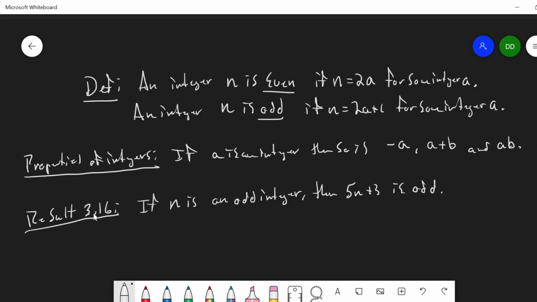Okay, we're going to get to this result, but first we need to discuss this property of integers. It's very obvious, and so we're just going to accept it as fact, just like we accepted that property of real numbers as fact without a proof. You'll just have to trust me that it is really true. This property of integers is that if a is an integer, then so is the negative of it. And if a and b are integers, then their sum is also an integer, and their product is also an integer. It seems obvious, but we'll just state this property so that we can use it in our proofs.